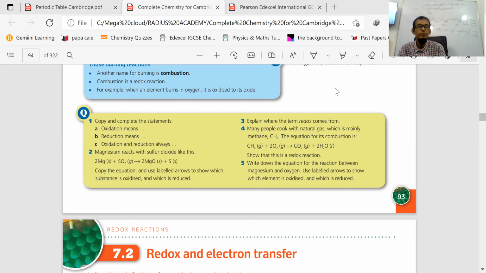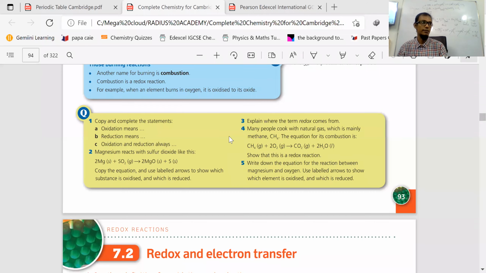Sanim, what is oxidation? Oxygen addition. That's it. In anything, if oxygen is added, it's oxidation. Say carbon plus oxygen gives carbon dioxide. So carbon is oxidized. Why? Because it gains oxygen. Very simple. Reduction is the opposite, loss of oxygen.